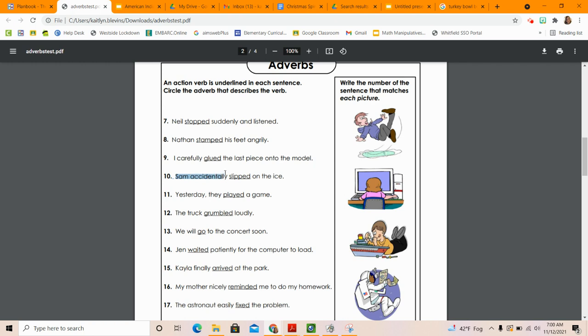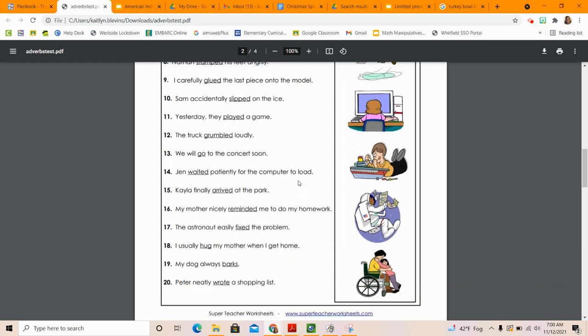Number 10, Sam accidentally slipped on the ice. Slipped is the verb. What word describes how he slipped? 11, yesterday they played a game. The verb is played. How did they play? When did they play? Where did they play? Number 12, the truck grumbled loudly. Grumbled is the verb. How does it grumble? Where does it grumble? When did it grumble? Think about that. Circle the adverb.